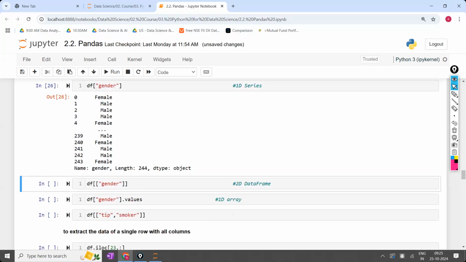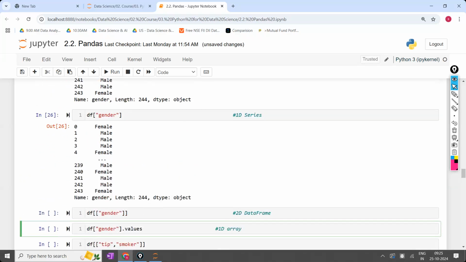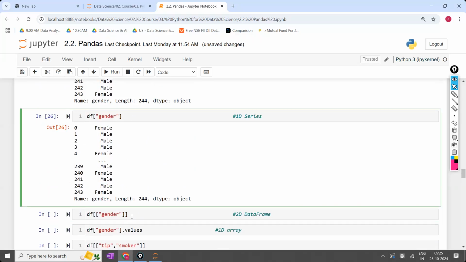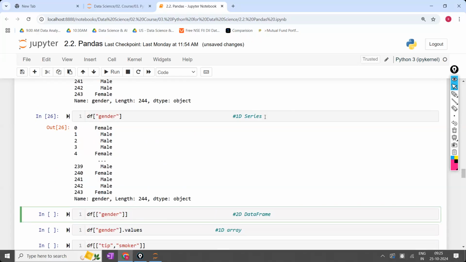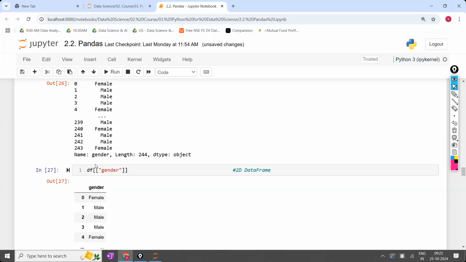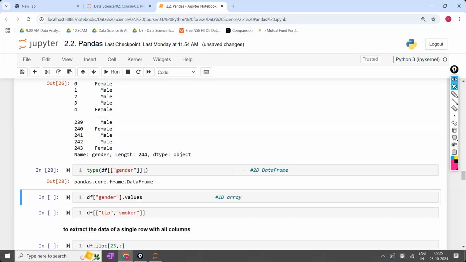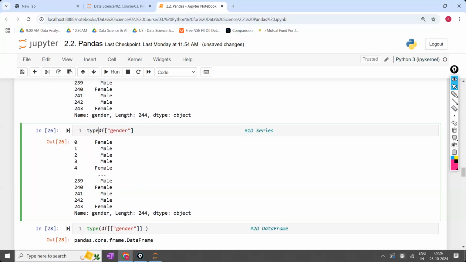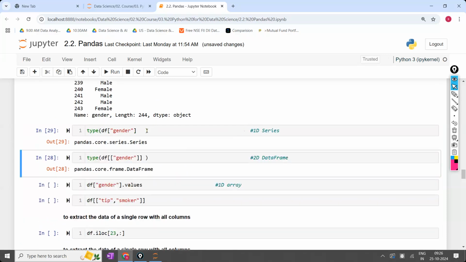And if you are using double brackets, what is the difference between single bracket versus double bracket? Single bracket indicates 1D, double is 2D. 1D means a series because it's pandas. In pandas, 1D means series. In NumPy, 1D means array. Here, double brackets mean it is a 2D data frame. If you apply the type function on this, you can see clearly it is a data frame. If you apply the type function on the single bracket, it is going to be a series. Okay, is the point clear?